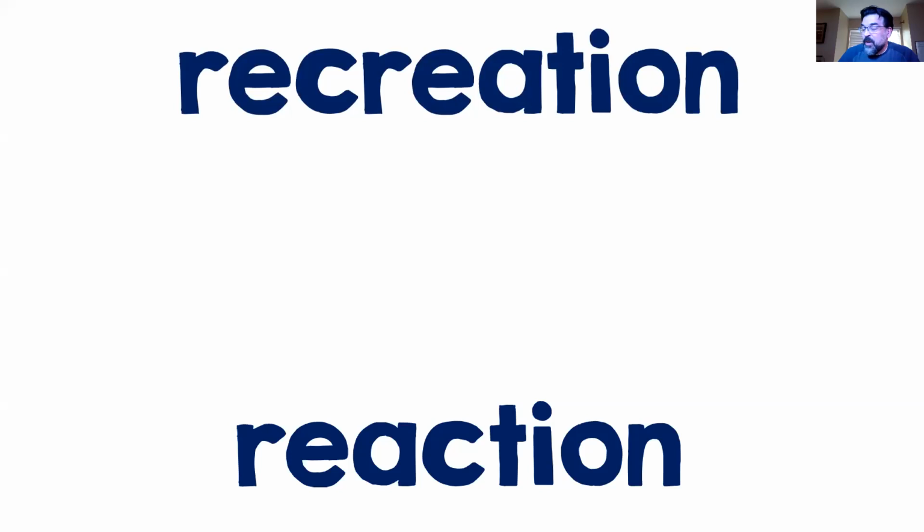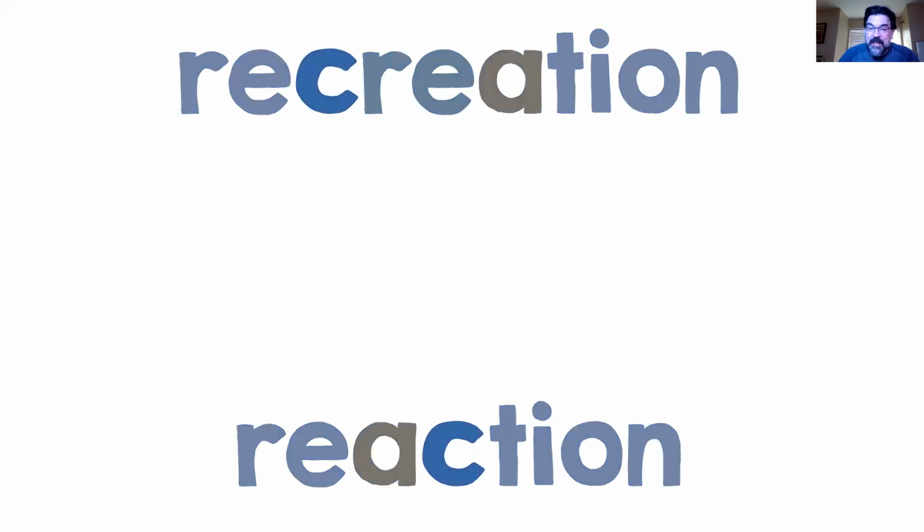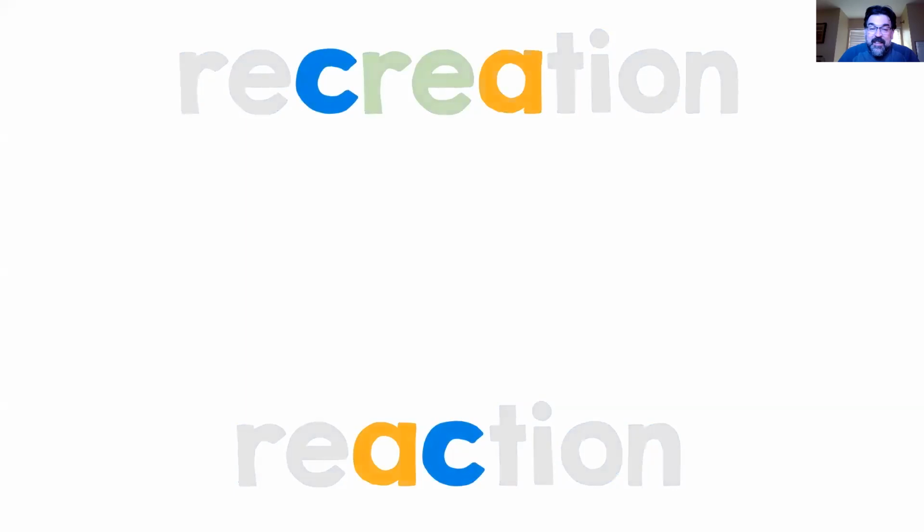These are the words recreation and reaction. They are easily confused. Let's compare them. They start and end exactly the same way. So let's look at the middle. Recreation has a C and then an A. And you can see down below in reaction, that C and A reverse, they switch places. The A comes first, which is why these words are easily confused.